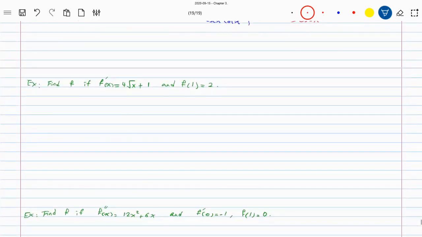So here, let's see. Given a function f, the given information is that the derivative of f is 4 square root of x plus 1.